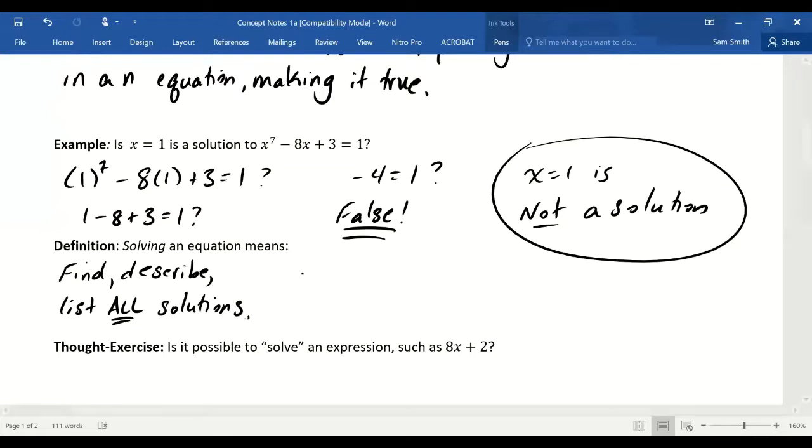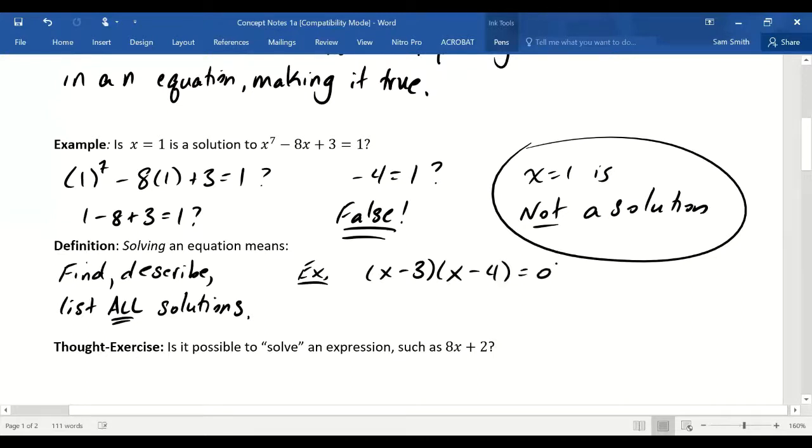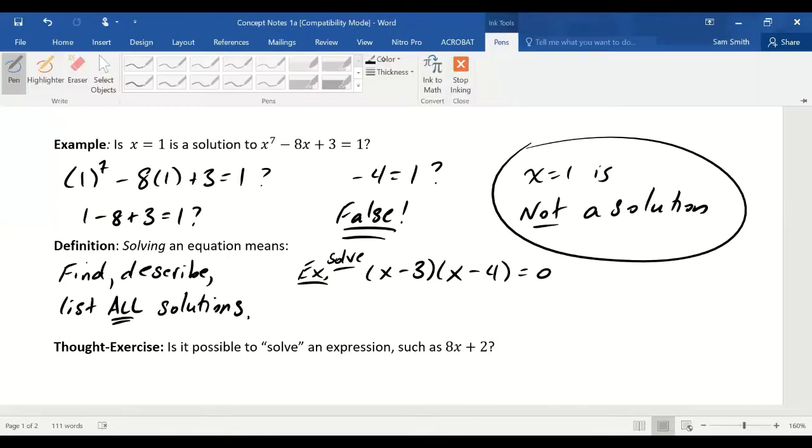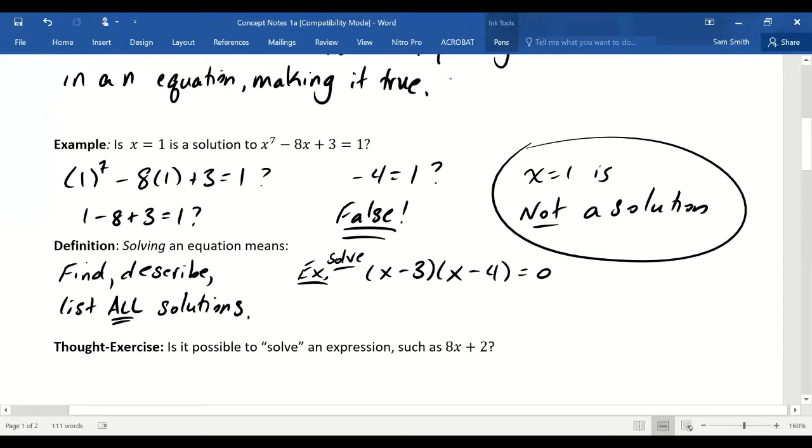Now, let's take, for example, an equation like this. (x minus 3)(x minus 4) equals 0. If we were going to solve this, what would be all possible values of x? Well, I think that there may be two possibilities here for values of x. If x is positive 3, then I would have 3 minus 3, 3 minus 4, and since 3 minus 3 is 0, that would make the entire product 0.